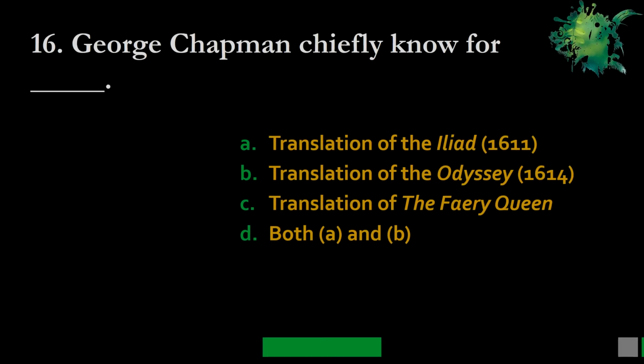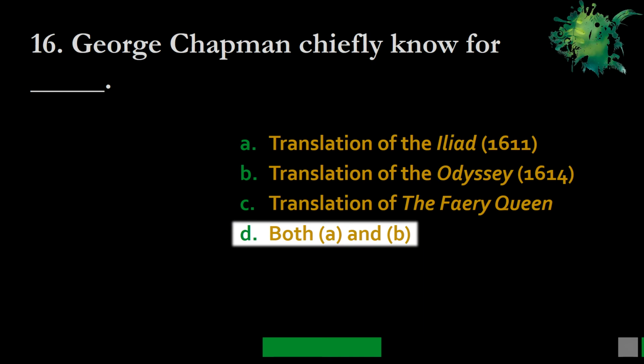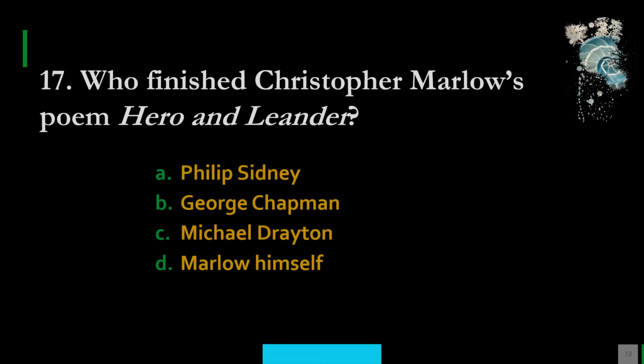16. George Chapman, chiefly known for dash. A. Translation of the Iliad, B. Translation of the Odyssey, C. Translation of the Faery Queen, and D. Both A and B. And the correct option is D. Both A and B.